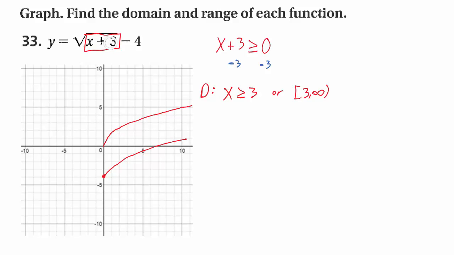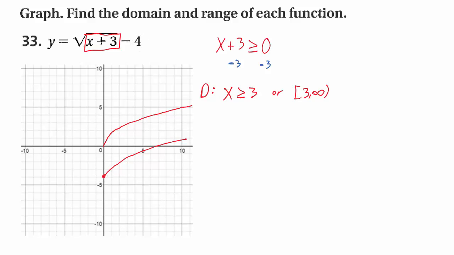Now, I didn't account for the 3 shift here because I'm just focusing on the range, but notice that the domain is affected by the +3, whereas the range is going to be affected by this -4. So domain x values, horizontal shift. The horizontal axis is your domain values. So your vertical shift is going to affect your y values, which is going to be your range values.